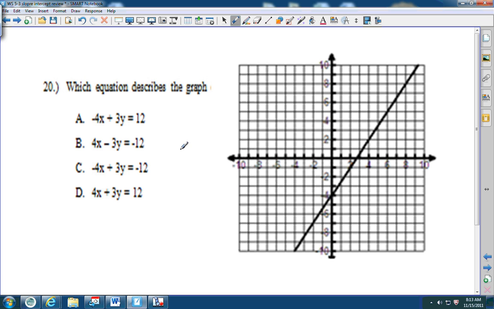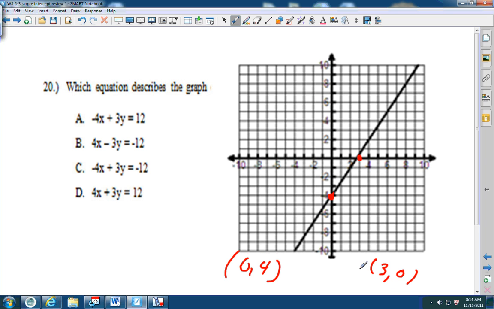If you had the worksheet that went along with it, I skipped and I went down here to this graph. When you have questions like this, it says which equation describes the graph. The first thing I would do is find this right here is 0, 4 is my y-intercept. And then I'd find my x-intercept right here should be 3, 0.